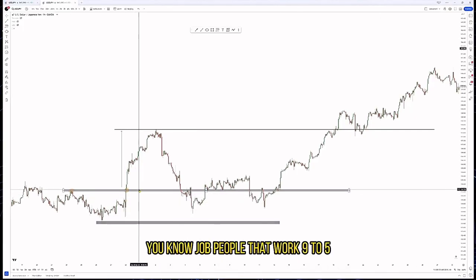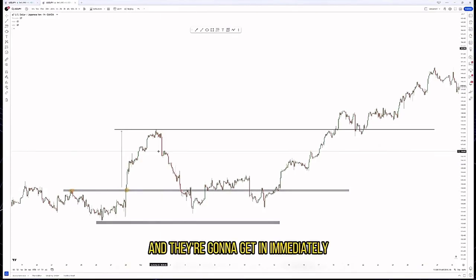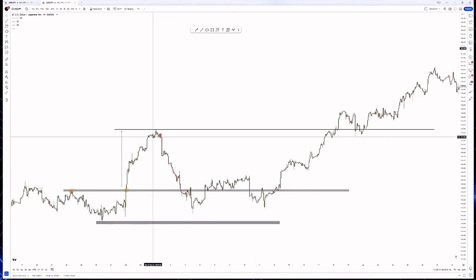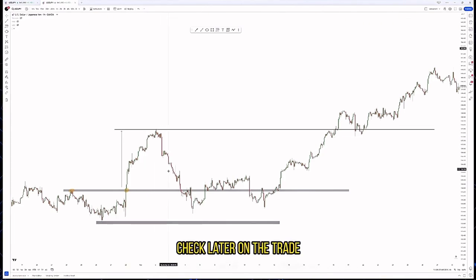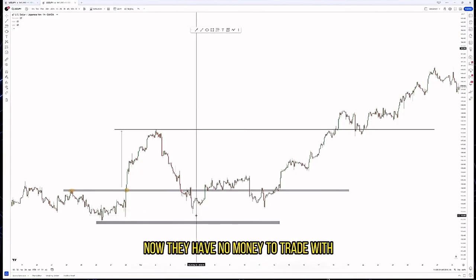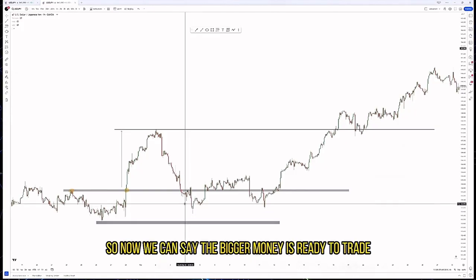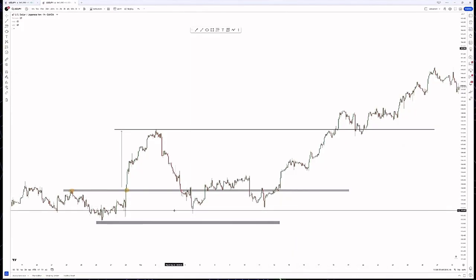Now there's no more. People that work 9 to 5 jobs and don't even look at the charts like that are going to see this breakout and get in immediately. They're going to come back, check the trade later on, and it's all the way back down here. Now they have no money to trade with. So now we can say the bigger money is ready to trade.